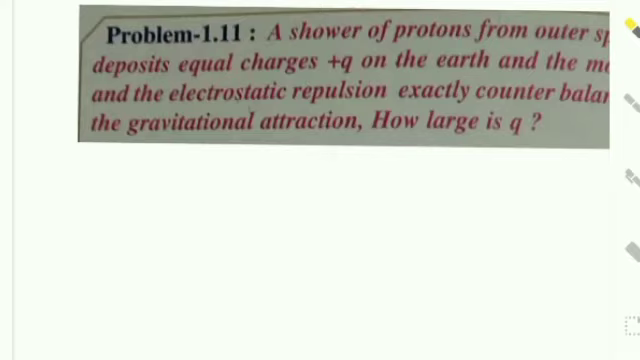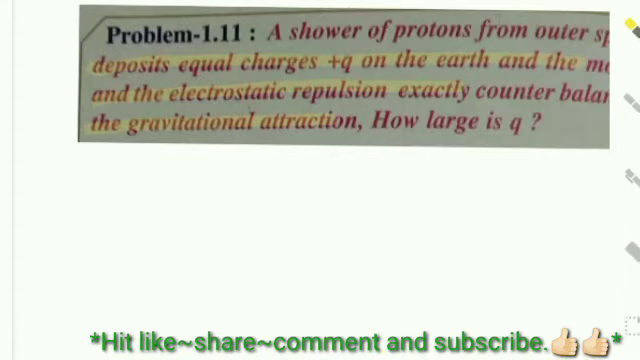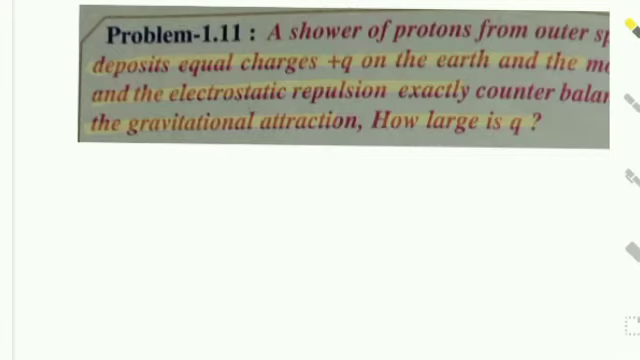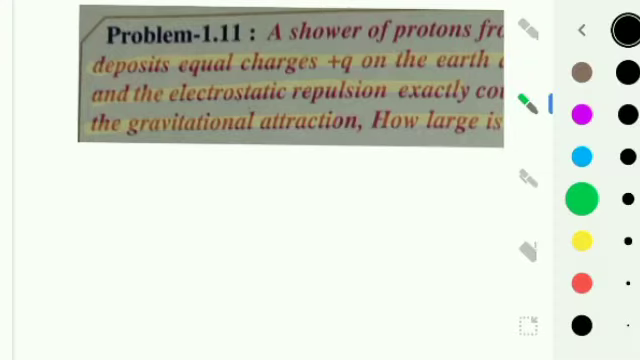A shower of protons from outer space deposits equal charges plus Q on the earth and moon, and the electrostatic repulsive force exactly counterbalances the gravitational attraction. How large is Q? Here he is asking how large is Q.